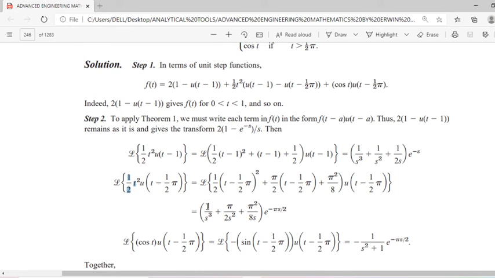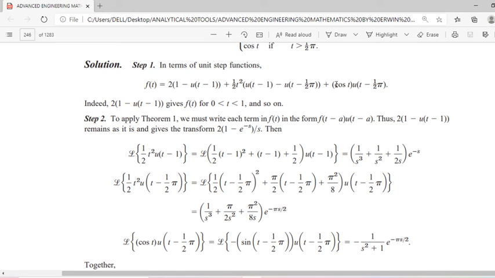you can see that it is nothing but 1 by s cube into e raised to minus pi s by 2, and the second term is pi by 2s square into e raised to minus pi s by 2, plus pi square by 8s into e raised to minus pi s by 2. Okay.